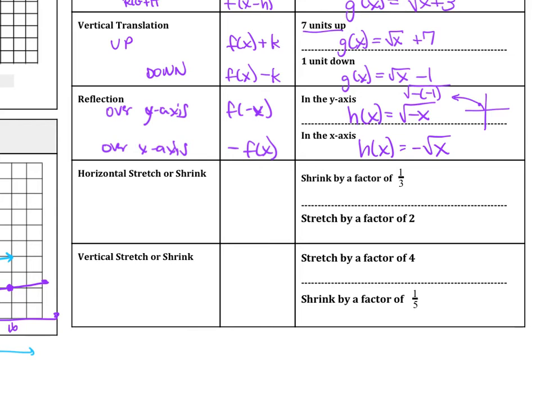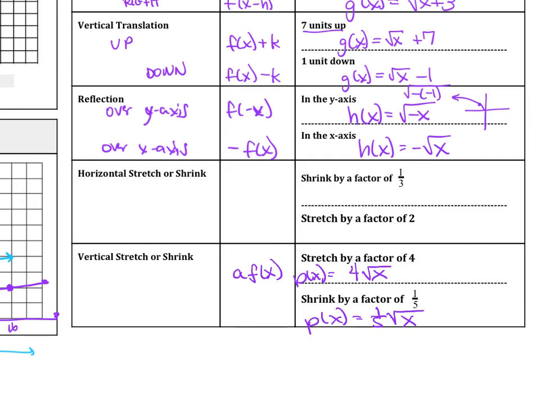Let's go down to vertical stretch or shrink. So it gets either taller or shorter, and we're going to multiply to the entire function. So we're going to vertically stretch it by a factor of 4. Then this is going to be 4 times the square root of x. We'll call it p of x. If it's a shrink by a factor of 5, it's just going to be 1/5 and then square root of x.